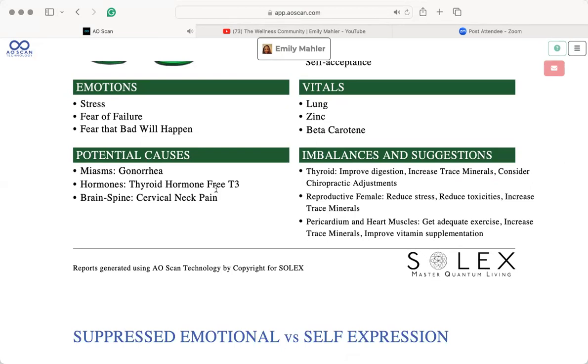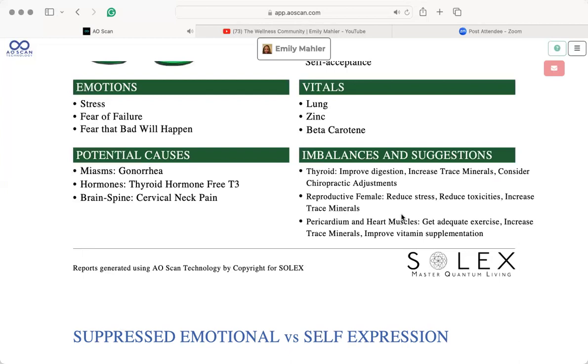So I would write thyroid, and there's 3 marks so far on my thyroid. And then I would write another column where it says improved digestion. And then I would write trace minerals. I would write a chiropractic adjustment. And every time those different things come up, I'm going to mark how many, kind of tally them, to see what comes up the most and start there.